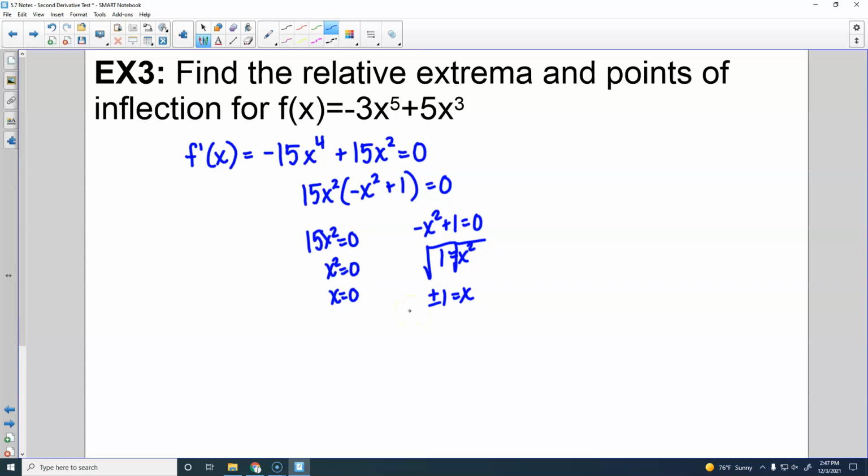At this point, we could make a sign line, use the first derivative test, find maximums and minimums. But since we have to find the second derivative anyway for points of inflection, I'm going to find that second derivative. So now, negative 60x cubed plus 30x. Alright, so if all I cared about was extrema, I could just plug in 0, 1, and negative 1 and see what I get. But I also need to know points of inflection. So I'm going to set this equal to 0. I'm going to factor out a 30x. So it'd be negative 2x squared plus 1.